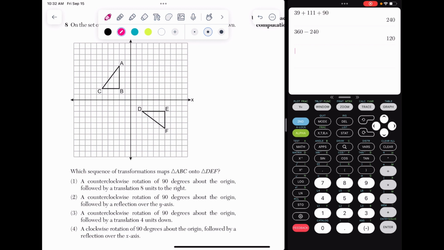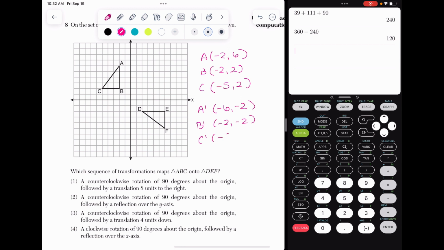Okay, so if I do that here, and if you struggle with this and you're better at memorizing rules, here's what I would suggest to you. Write down the coordinates for ABC. So -2, 6 is A, B is -2, 2, C is -5, 2. When you rotate each of these points 90 degrees counterclockwise about the origin, you're going to negate the Y value and switch the coordinates. So let's say I do that to each of them here. Now I have some points to plot.